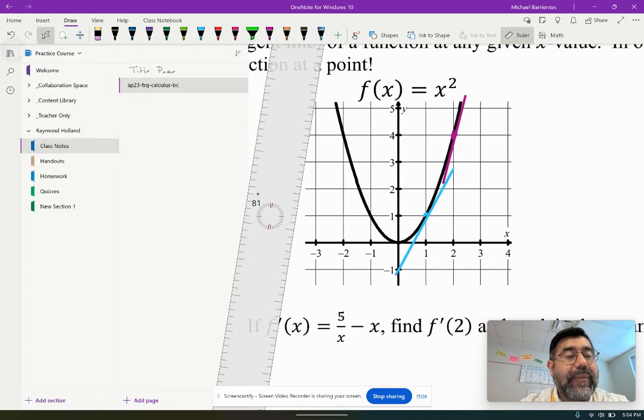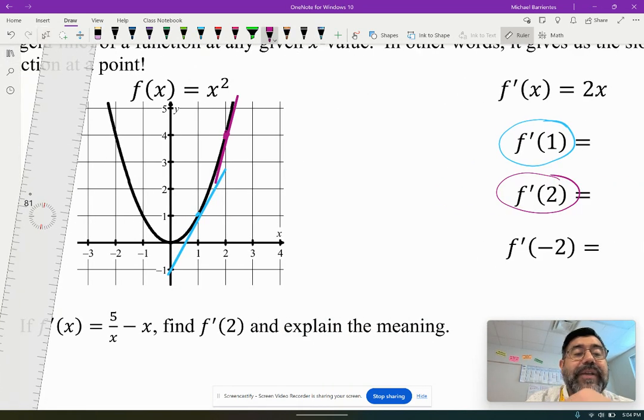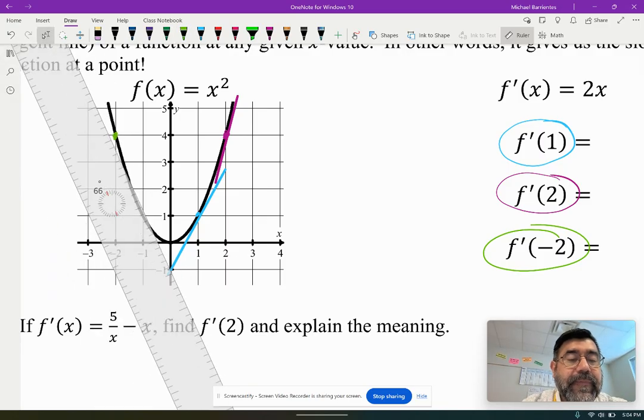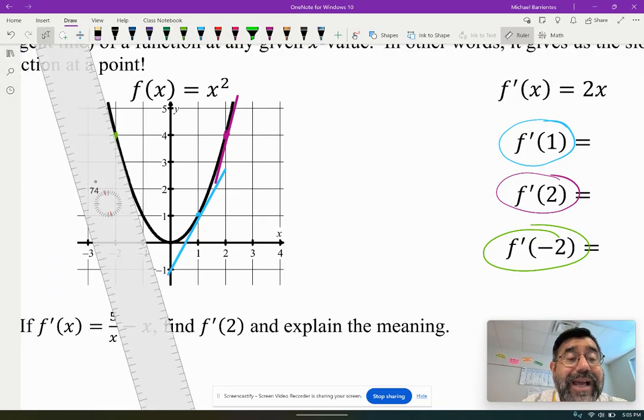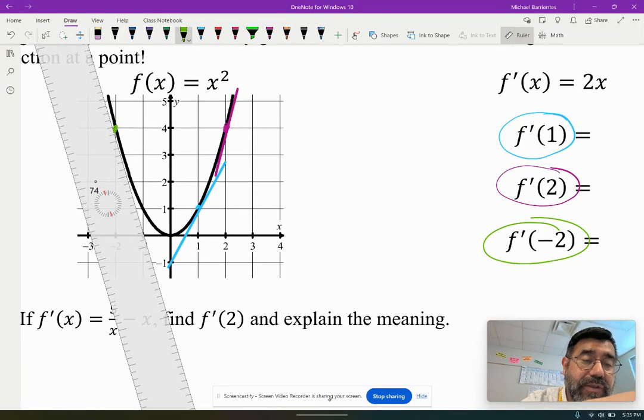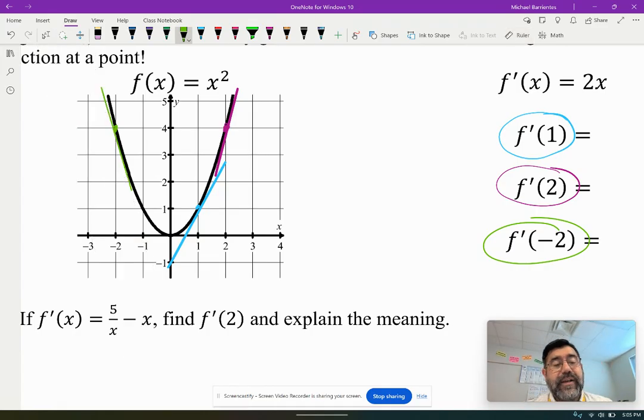And when I'm asking you to find f prime of negative 2, so this, I'm asking you to find the slope of the line at this point, of the tangent line at this point, right? So I'm drawing tangent lines, but the derivative is the slope of these lines that I'm drawing. So if I get that, take that away. So I'm looking for the slope of the green line. That would be f prime of negative 2.